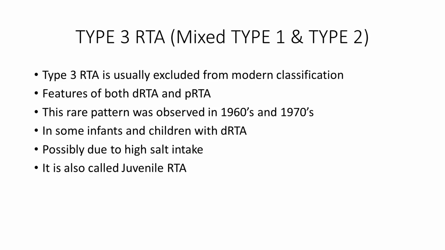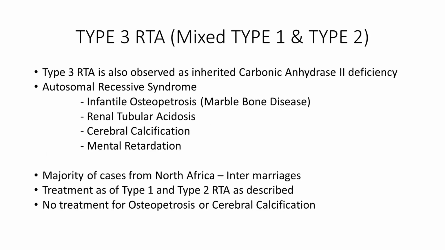It has features of both distal and proximal RTA. It's a rare pattern usually observed in the 1960s and 70s in some infants and children with distal RTA, possibly due to high salt intake, and it is also called juvenile renal tubular acidosis. It can be because of inherited carbonic anhydrase 2 deficiency.